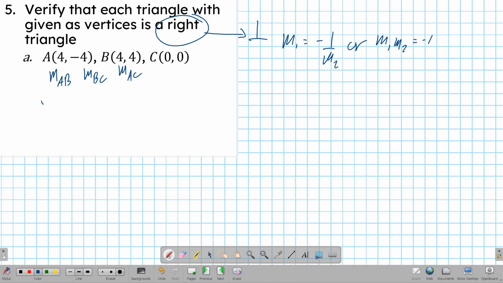So, the slope of AB would then be equal to 4 minus negative 4 all over 4 minus 4. So, we're going to have 4 minus negative 4 is 8. However, 4 minus 4 is 0. Therefore, the slope is said to be undefined. So, meron po palang undefined slope.